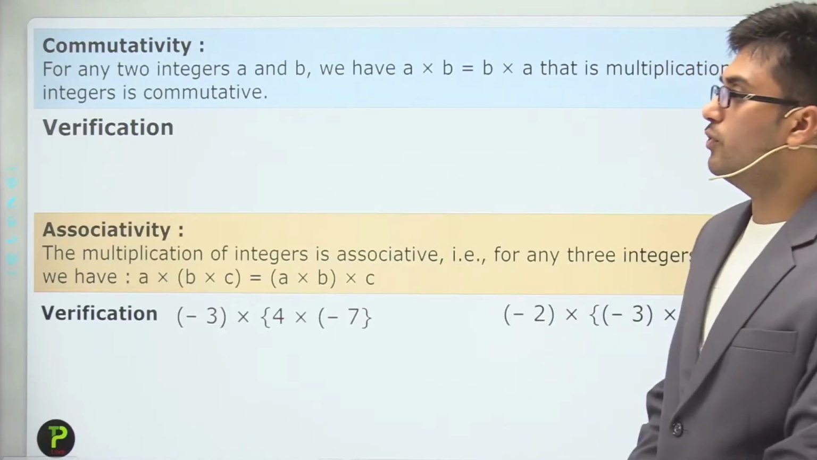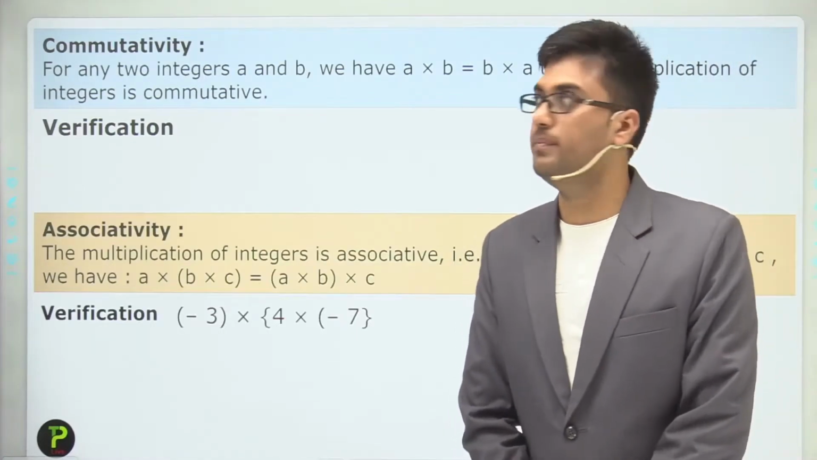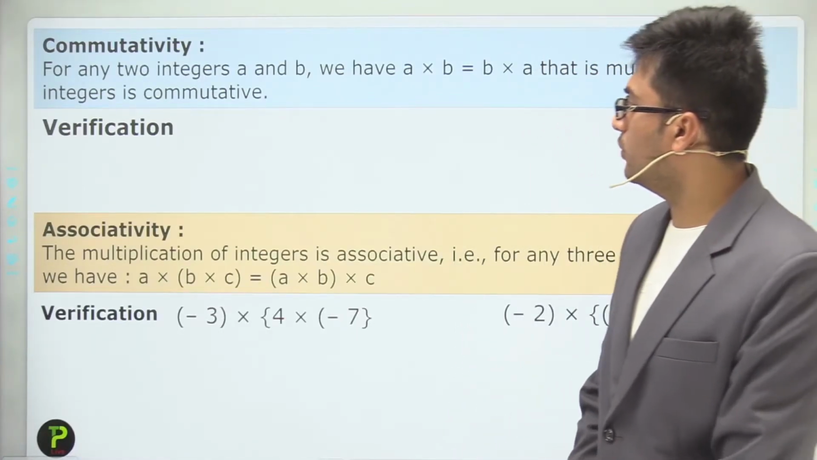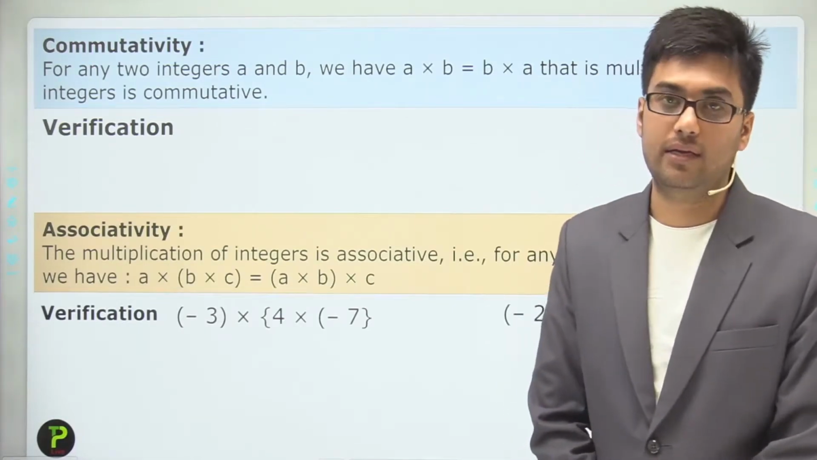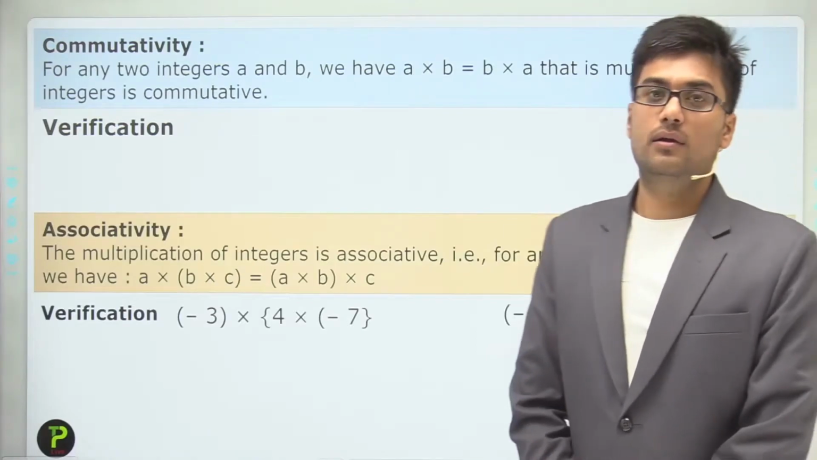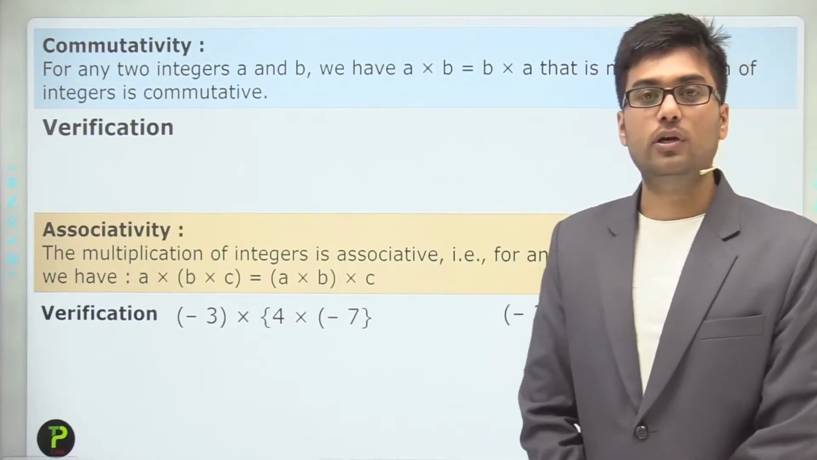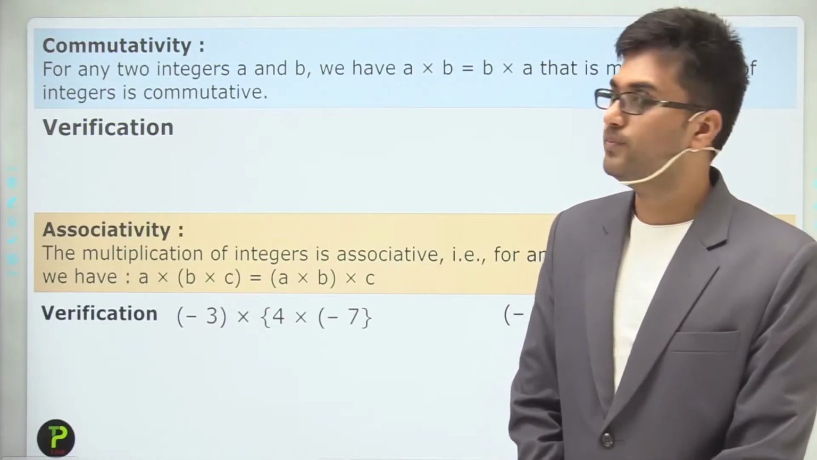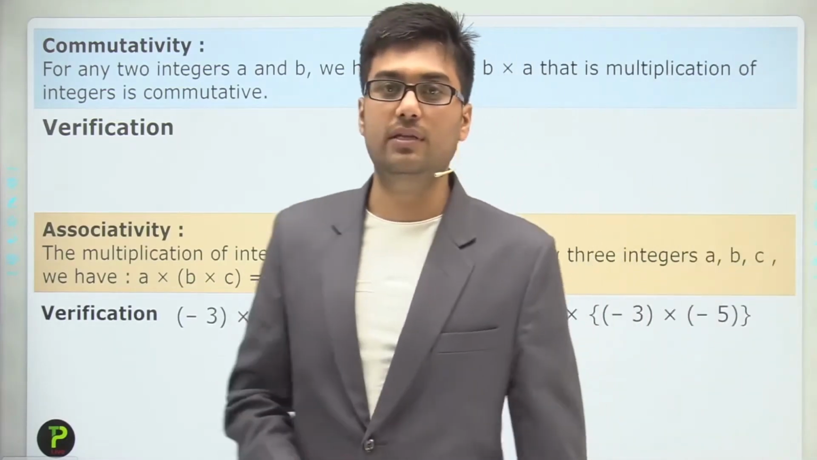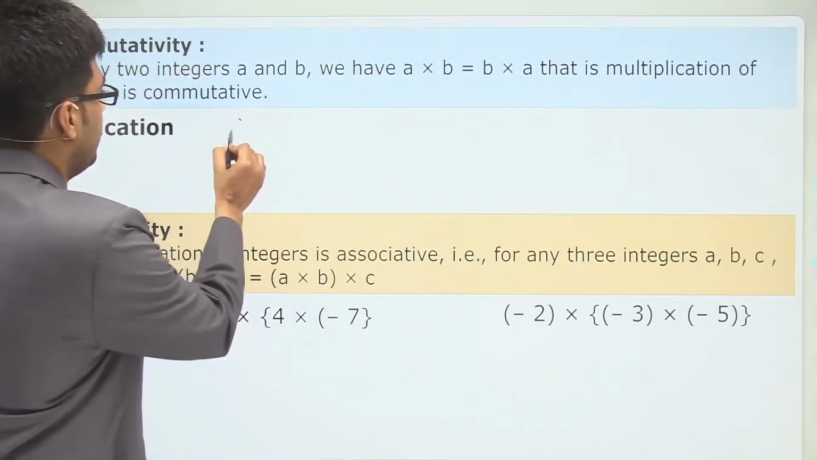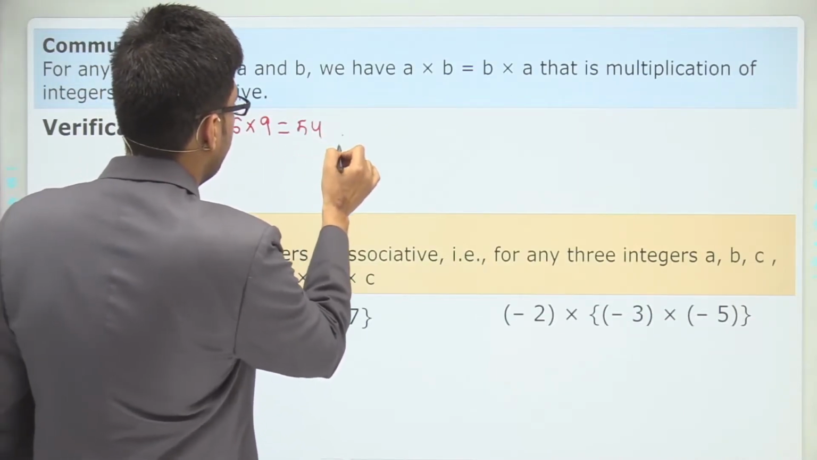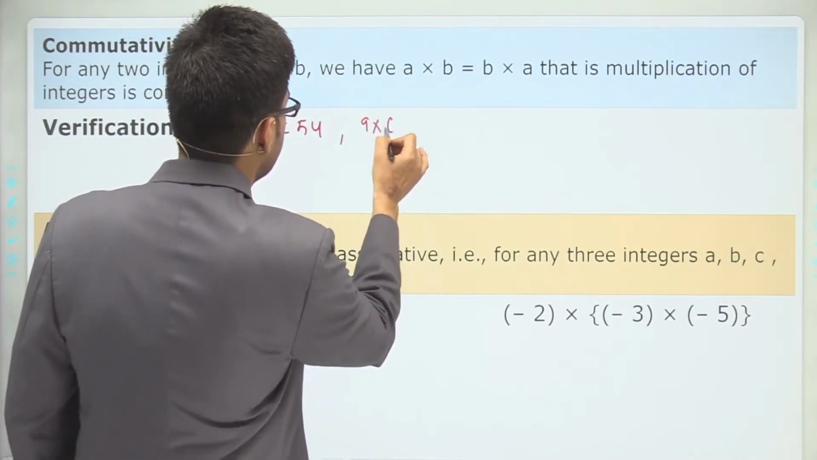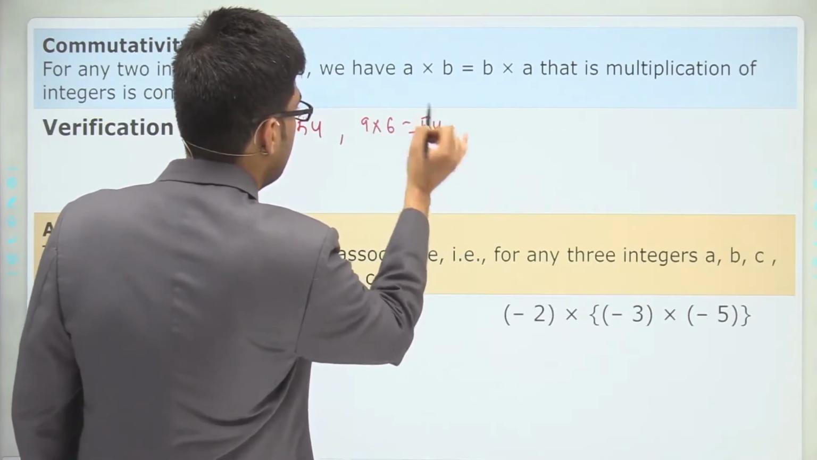So students, for any two integers a and b, the product of a and b is equal to the product of b and a. So we can say that the product of integers is commutative. For verification, 6 multiplied by 9 is 54, and 9 multiplied by 6 is also 54.